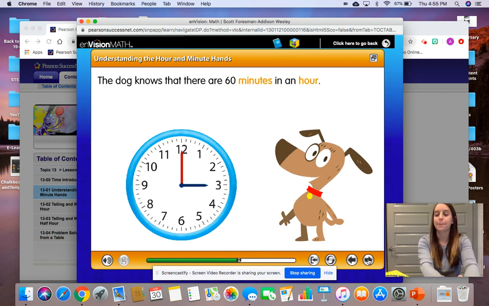The dog knows that there are 60 minutes in an hour. So when you're talking about time, it's important to know that there's minutes and there's hours. And in one whole hour, there are 60 minutes. And that's what that dog knows and is pointing out here. So it's very important when you notice that that minute hand, that big red hand, is pointing at the 12, that means you are into a new hour.